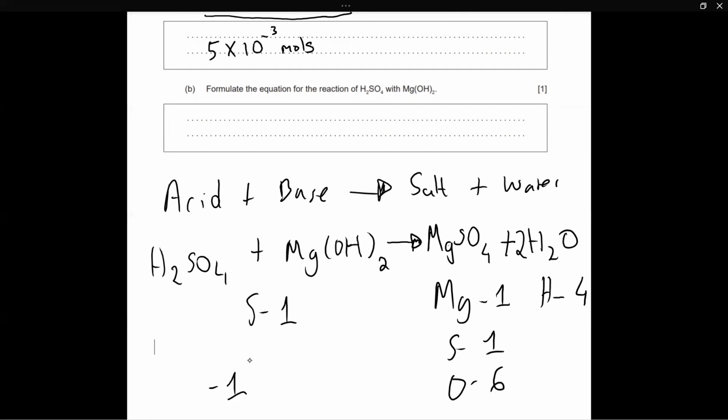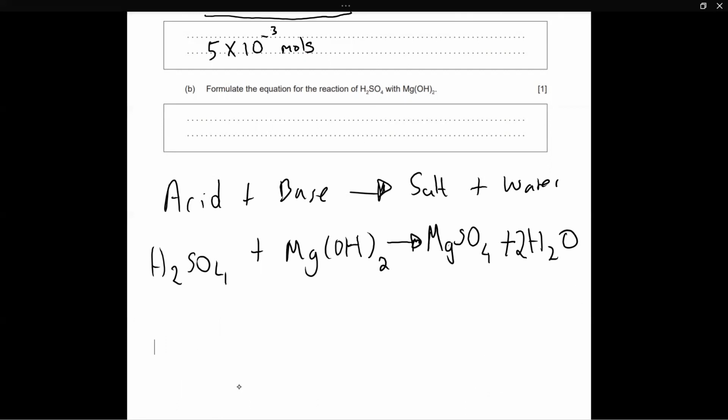Remember, if you want to get your marks, the equation must be balanced. It should not remain unbalanced. You will not get the marks for that. So this is the correct equation.